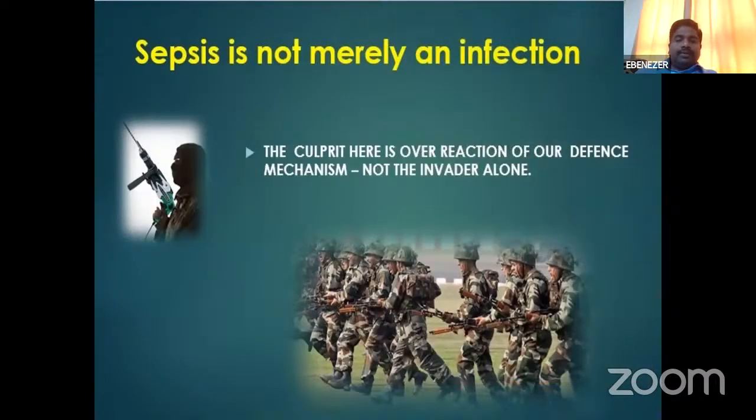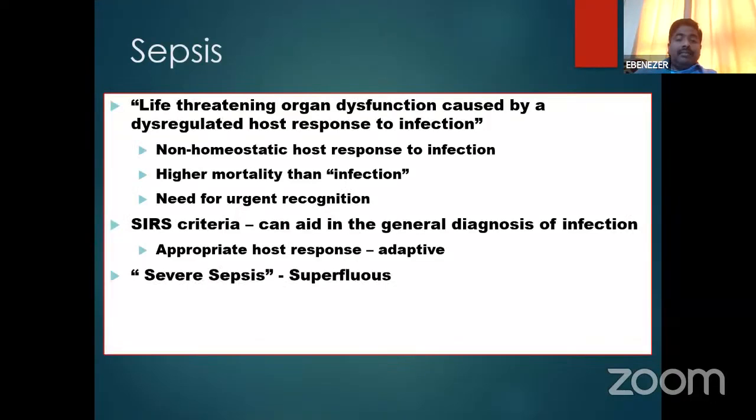So as I told you, sepsis is not merely an infection. The culprit here is the overreaction of our defense mechanism, not the invader alone, not the bug alone. How well the human body responds to the invading bug, the inciting trigger, will determine the sepsis paradigm as a whole. Sepsis is a life-threatening organ dysfunction caused by a dysregulated host response to infection. So underline this important point: it is a dysregulated host response to infection. How well the host responds is very, very important.